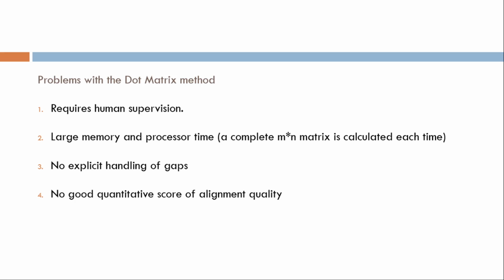So the problems with the dot matrix method: it requires human supervision, it needs large memory and processor time, right? There is no explicit handling of gaps, as already discussed in the pairwise alignment. I told you there is the indel, like insertion may take place or deletion may take place. So there is no explicit handling of the gaps, and no concept of mutation. And there is no good quantitative score of alignment quality; we will get only a qualitative estimation of whether two protein sequences are showing similarity or not. So that was the limitation.